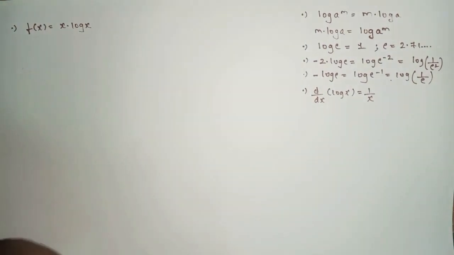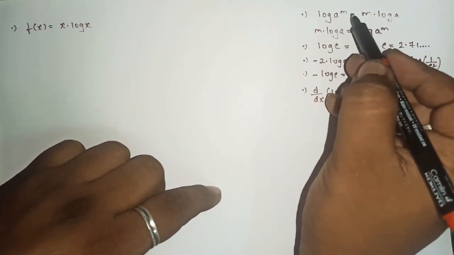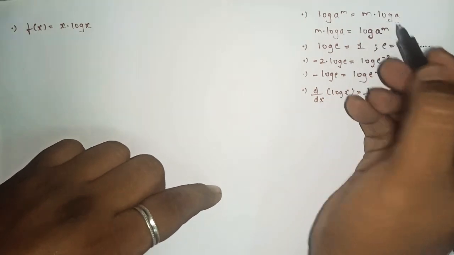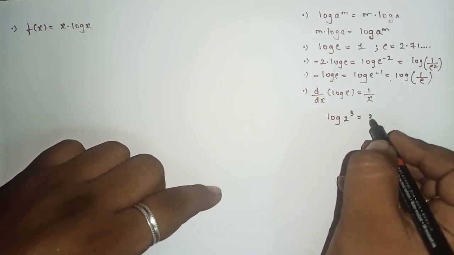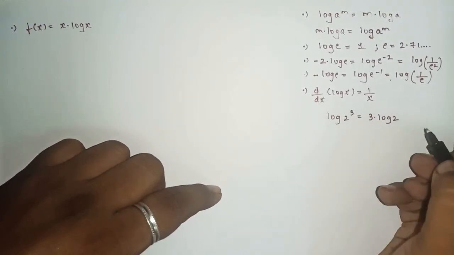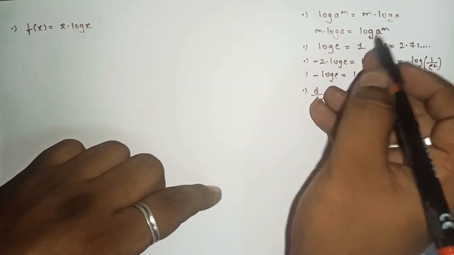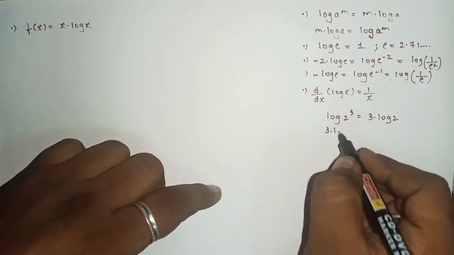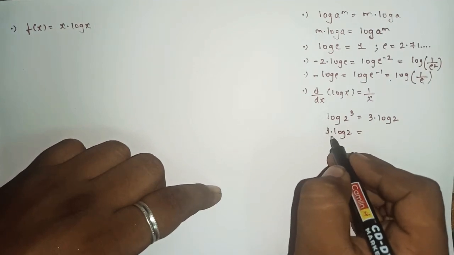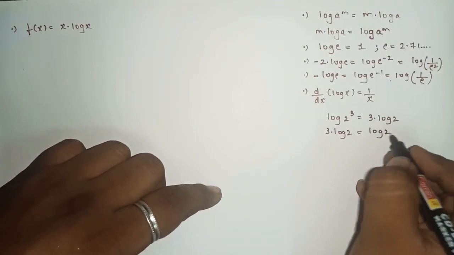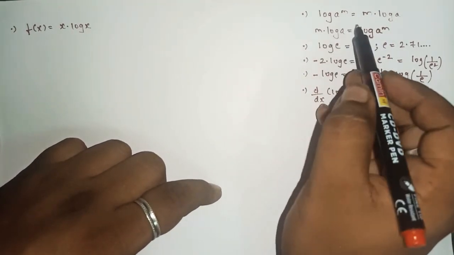Here the first one is what? Log a raised to m. So log a raised to m we can write as m into log a. I hope you all might be knowing. Suppose it is log 2 cube, so this we can write as 3 into log 2. Or else if it is m into log a, we can write it as log a raised to m. Suppose it is 3 into log 2, where the coefficient of log is 3, we can write this as log 2 cube. So this is the first formula which you have to remember.